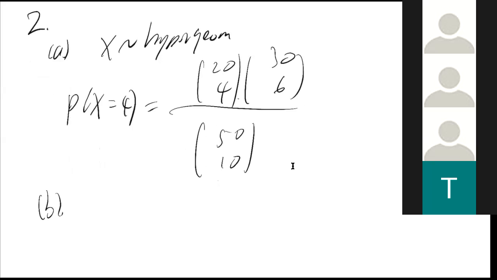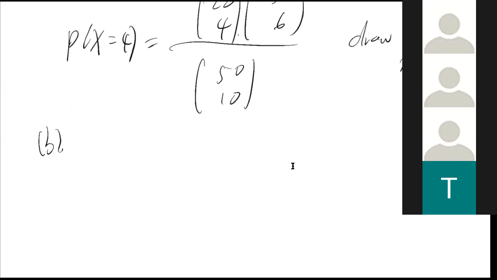But again, why is it hypergeometric distribution? It's because it is draw without replacement, so each time the probability is different. But if we draw with replacement, that means after one draw, the second draw has the same probability as the first draw. So that's the binomial distribution.